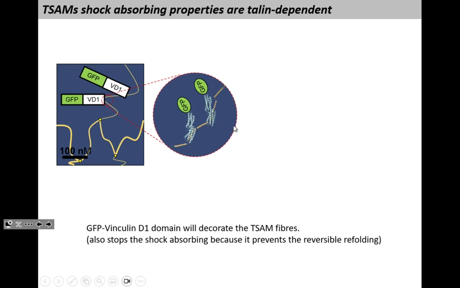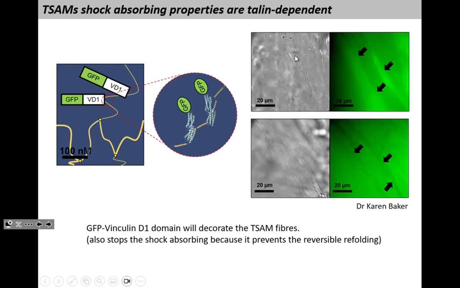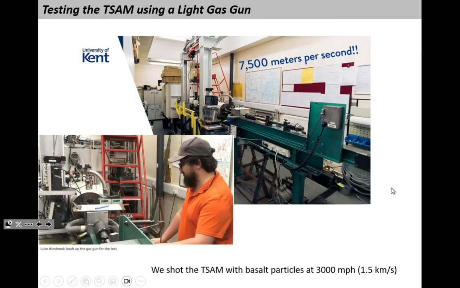And the way we got that is to use a constitutively active vinculin, which is green, and this is some nice imaging from Karen Baker, to show that once you stretch talin in the presence of vinculin, it binds and never lets go. So all the fibres get turned green, and they also lose this reversible refolding. And you can see that, because if you use just GFP alone, you can see the inverse. This is a talin-dependent phenomenon which we're seeing within this material.